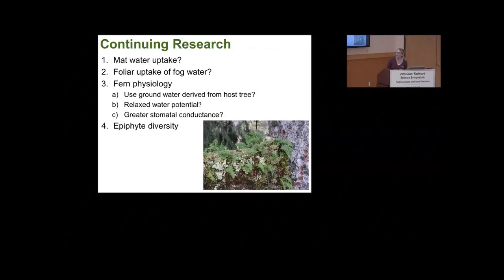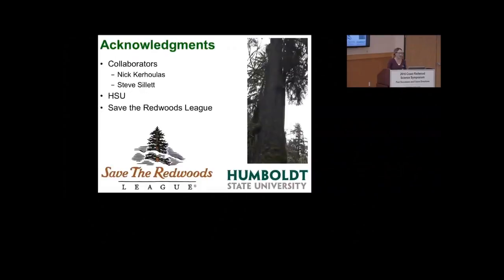Let's see, what else? Oh yeah, and then this winter I'll also be doing a thorough inventory of all of the epiphyte diversity on my Sitka spruce study trees. So all of the different macrolichens, microlichens, liverworts, and ferns. Should be pretty fun.